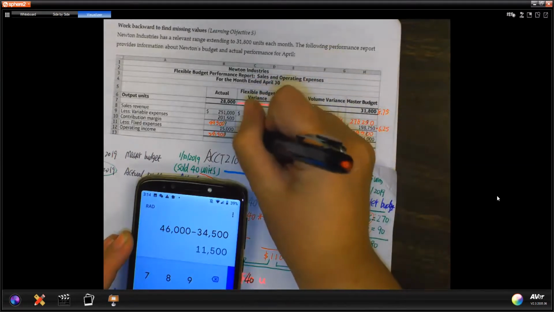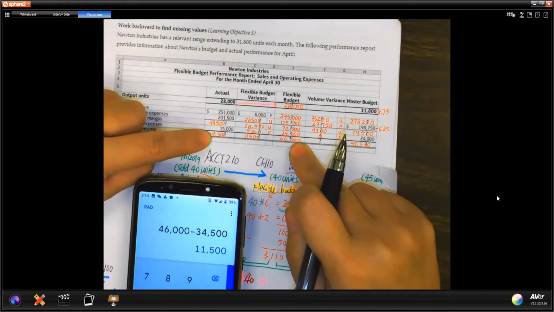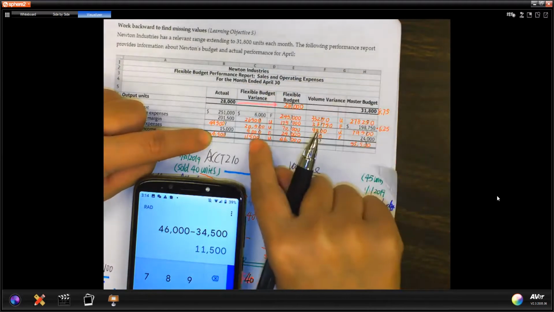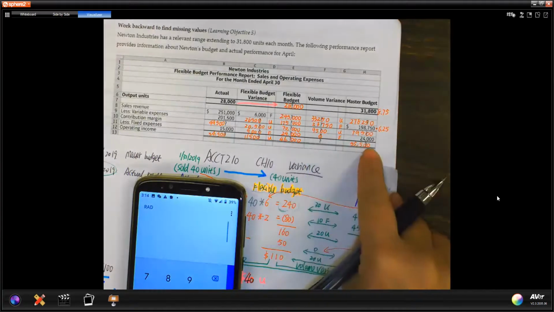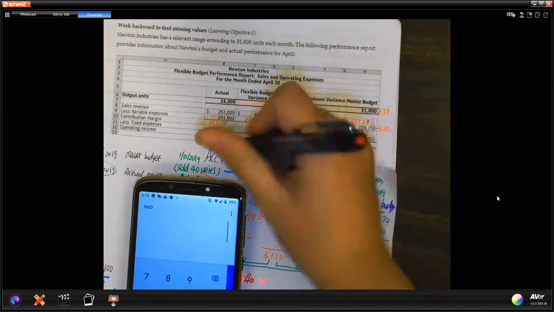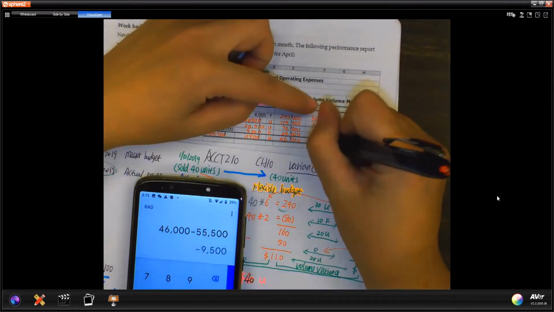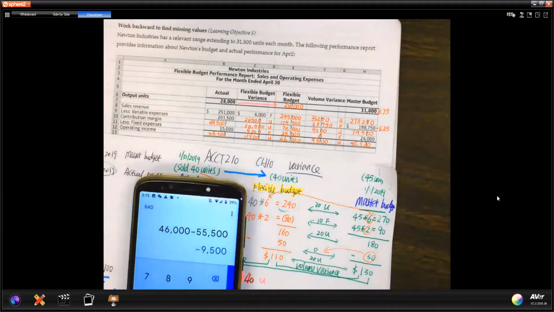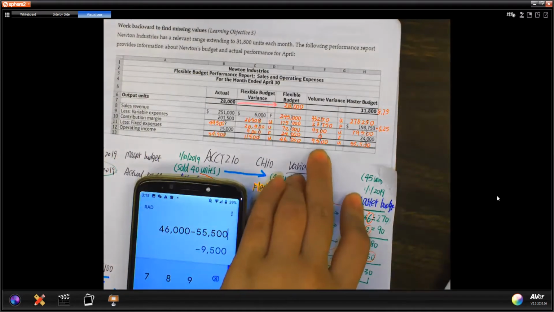Okay, and then I get all the numbers first, then I put favorable or unfavorable. That gives me 1,500. Your actual operating income is lower than your flexible budget, so that will be unfavorable. And your left side is lower than your right side, it's operating income, so it will be unfavorable. By how much? Do the number. So it will be 9,500. Okay, so that will be all the numbers here.